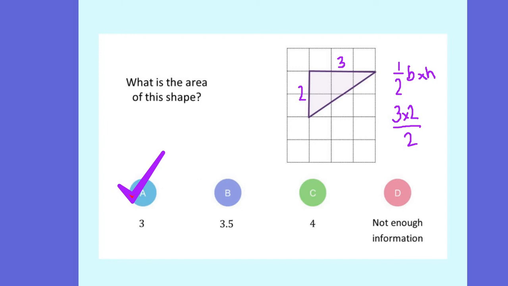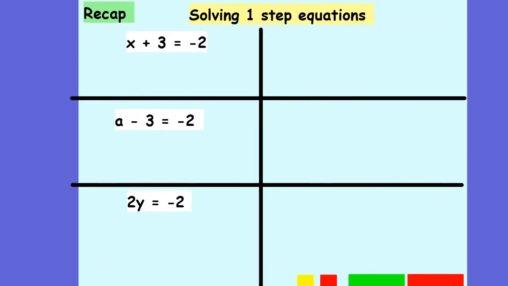Let's head into today's lesson. Now today we're going to consolidate all the work we've done on solving equations. We're going to start by looking at one-step equations. I'm going to model it. I'm going to say x plus 3 yellow squares is equal to -2, so 2 red squares.